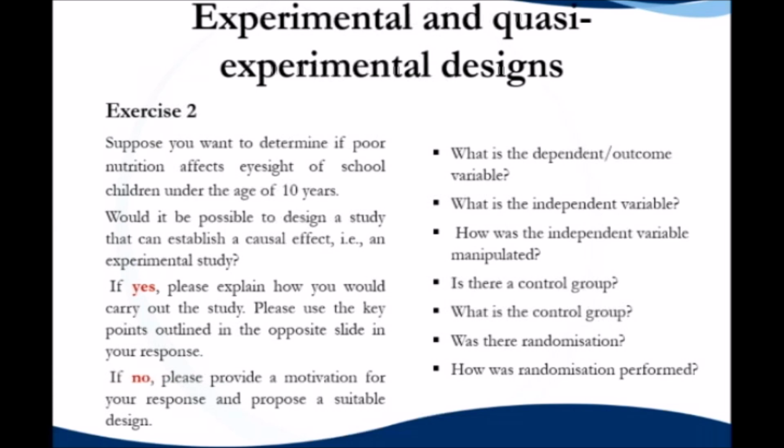So you can only, it's one of those studies where you can only observe things as they occur. You would be getting the poor nutrition and the good nutrition information from them, not actually putting them into groups. There is no randomization. You can't really randomize in this case, and you can't really do an experimental design.